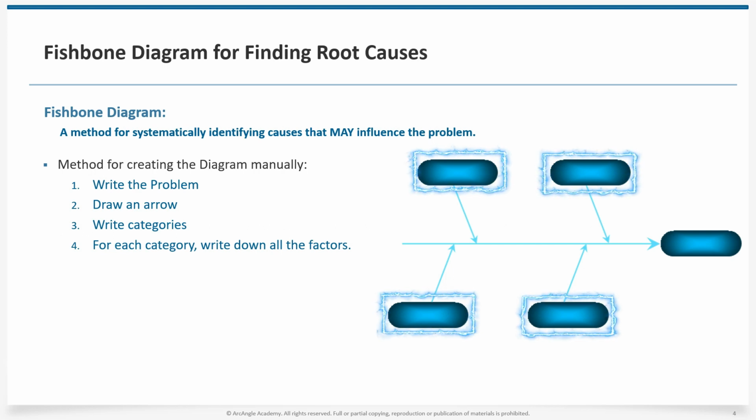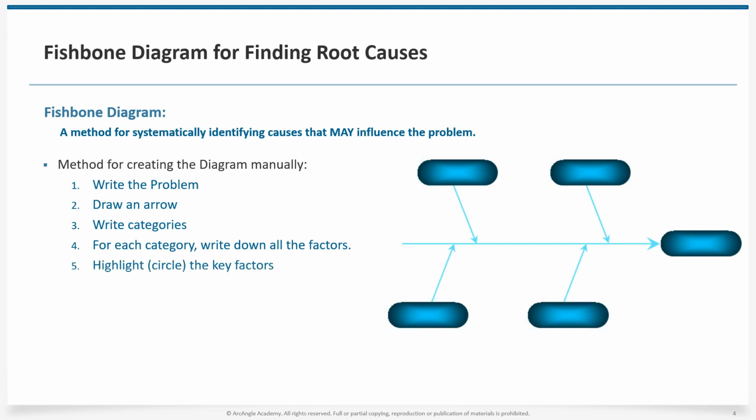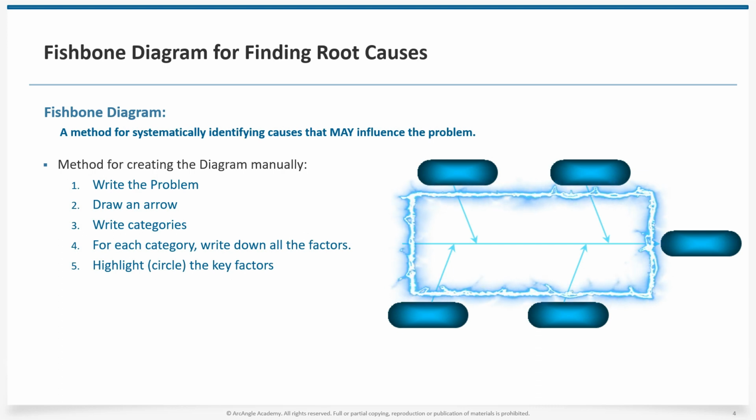Write these categories above and below the arrow and connect them to it. Step 4. For each category, brainstorm and write down all the factors that may be causing the problem. Gather your team and brainstorm potential factors for each category. For instance, under the people category, factors could include inadequate training, lack of motivation, or poor communication skills. Repeat this process for each category.